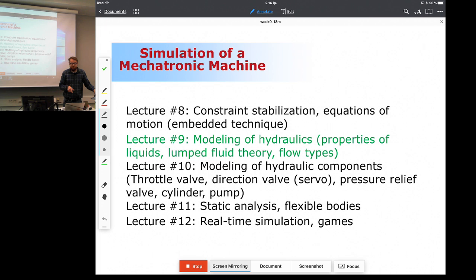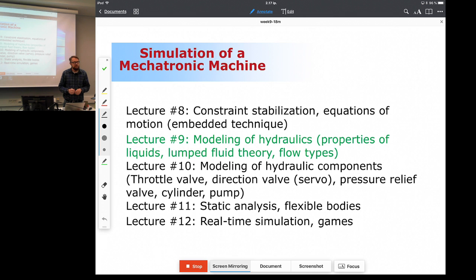Simulation of a mechatronic machine, lecture number 9. Now what will happen today will be something that I'm sure you're looking forward to see in today's lecture, because we're going to leave the multi-body system dynamics. We're going to move on to another discipline, and that discipline is the modeling of hydraulics.